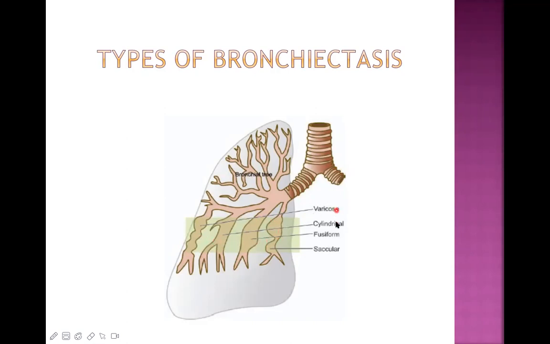So according to the shape, the terms have been given. This is called the varicose type, very tortuous. This is cylindrical, just like a cylinder, uniformly dilated everywhere. This is fusiform, almost like an aneurysm, going towards one side. And this is saccular. So according to the shape, the types of bronchiectasis can be different.